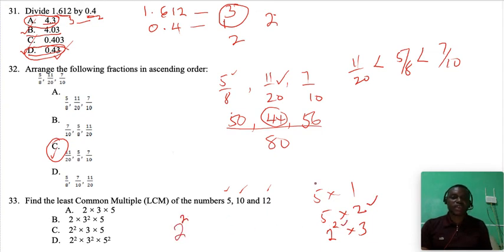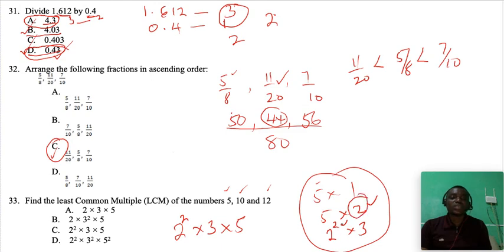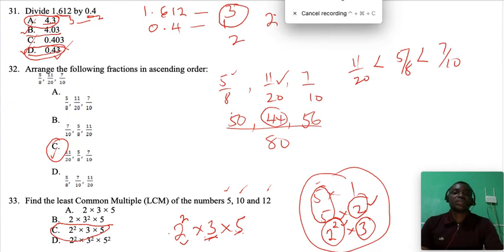Let's take the 5, 5 and 5. So we take 5. 3 is only one, so you take 3 and you take 5. So we pick the ones with the highest power. 2 squared is the highest. 3 is only one, so you bring the 3 here. They are all 5, so you bring 5 here. So the answer will be 2 squared times 3 times 5. So that is C. C is the answer. Good. Let's move on.